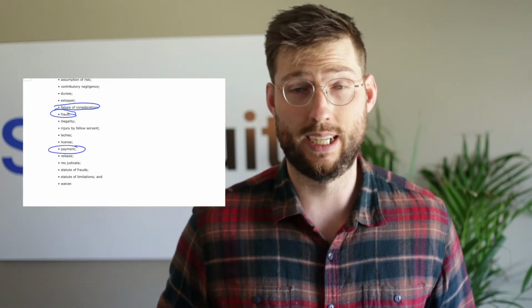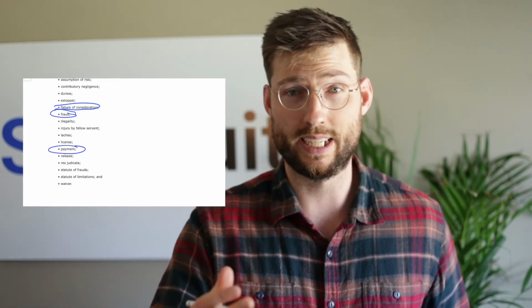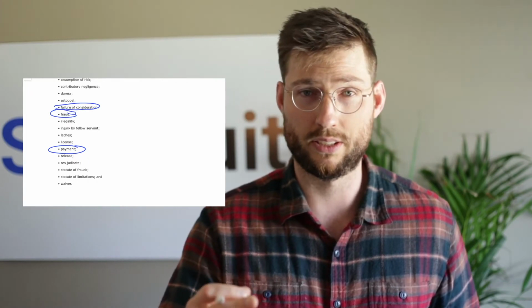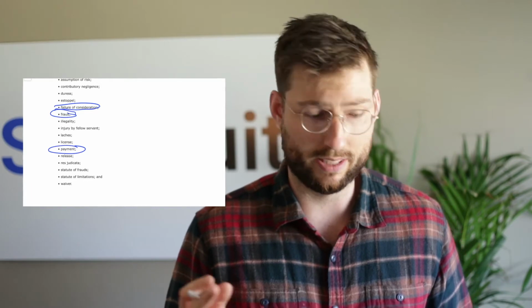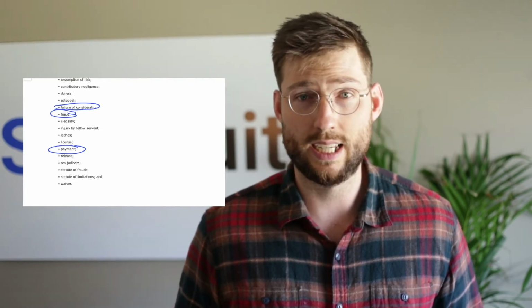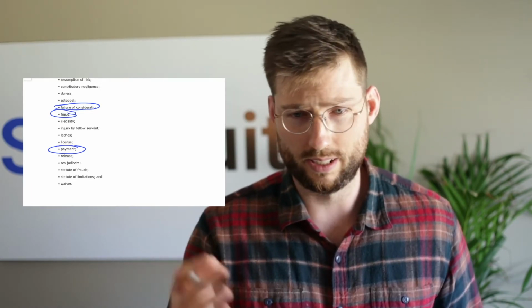License. Payment means you already paid the debt. Payment's common, right? If you already paid the debt, don't pay it again when you get sued for it. Just respond when you're sued. Don't pay it again. Release means they let you off the hook. Res judicata, you're already sued about this once, doesn't really apply very often.